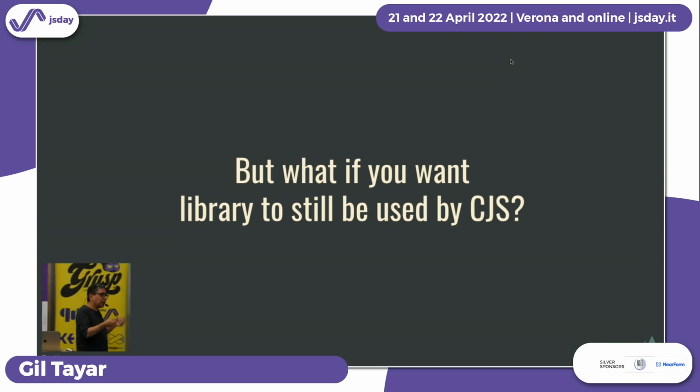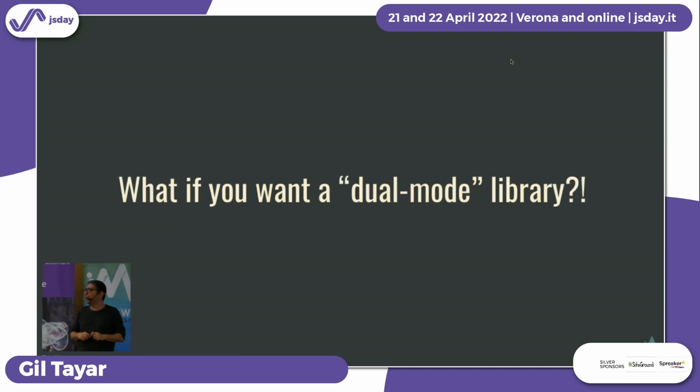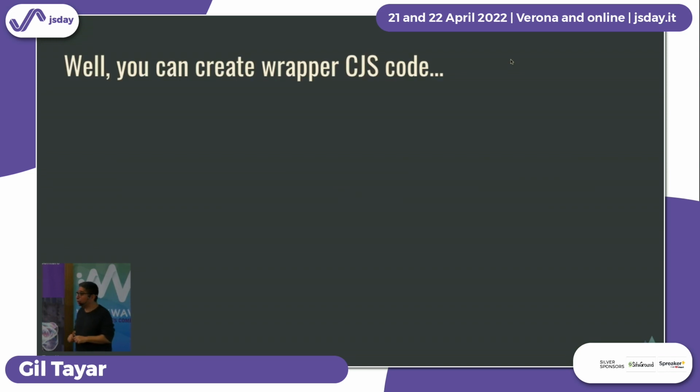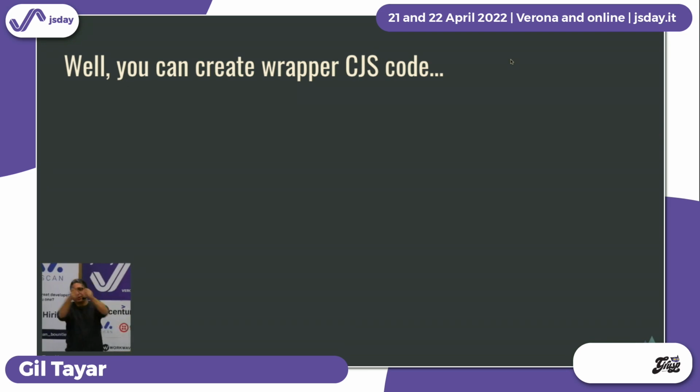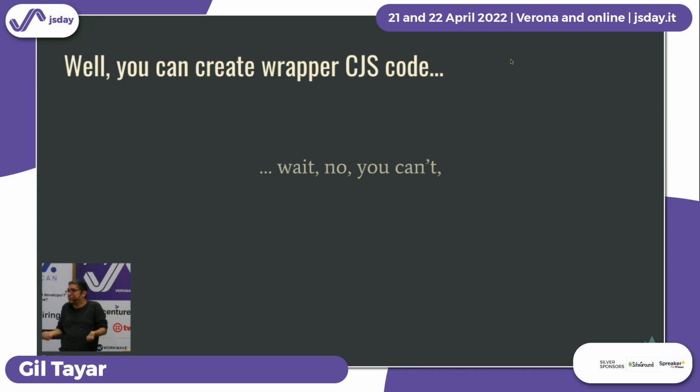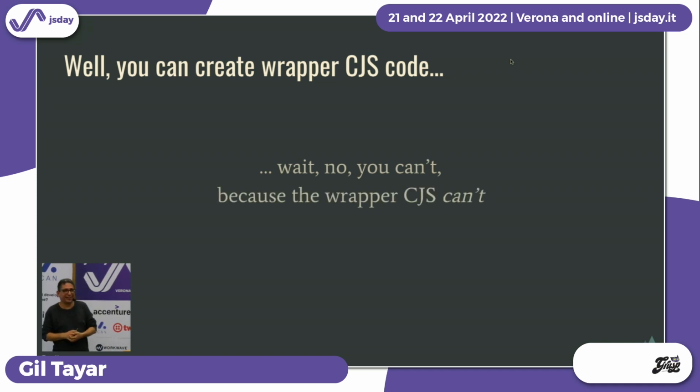But if you want this library to still be used by CJS, and I'm telling you, you are in a minority in the community, what if you wanted a dual mode? It works both in CJS and ESM. You can do that. We can create a wrapper. Oh, one idea was creating wrapper CJS code that imports the ESM, right? Where's the problem? You can't import ESM. So you can't create wrapper CJS code that imports the ESM. It doesn't work.